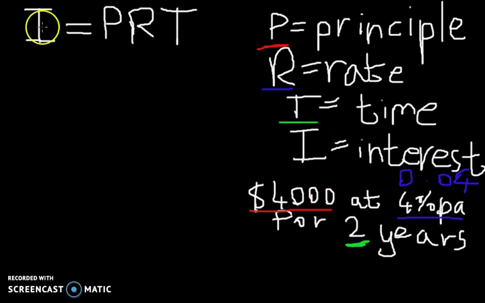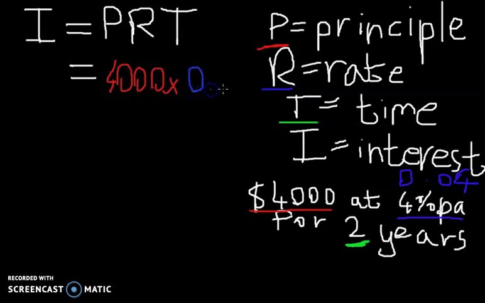Now let's start over with the formula. I equals, so our principal, 4,000, multiplied by 0.04, multiplied by 2, which is time. I equals PRT.